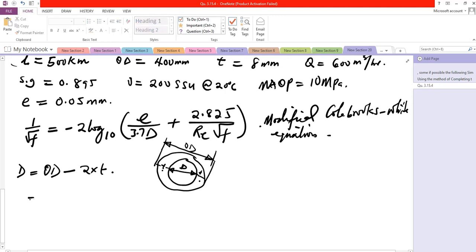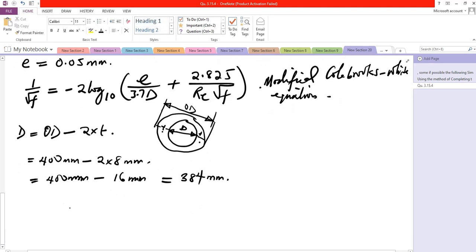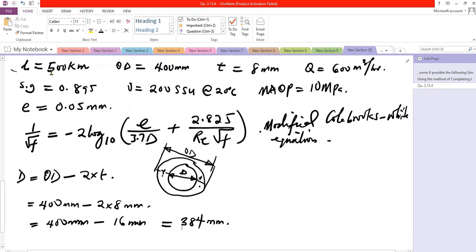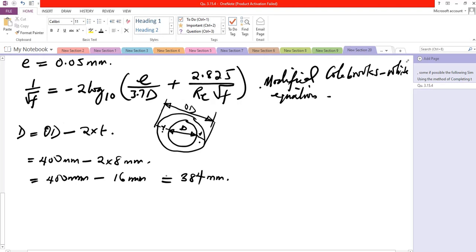So we have 400 millimeter minus 2 times 8 millimeter. So we have 400 millimeter minus 16 millimeter. This will give us 384 millimeter. So we've calculated the internal diameter.